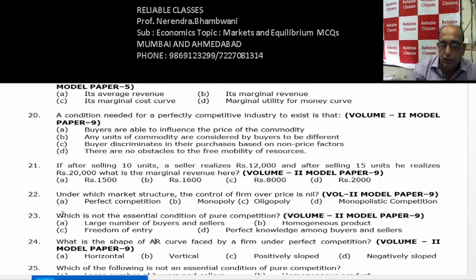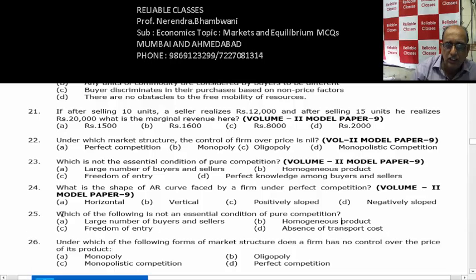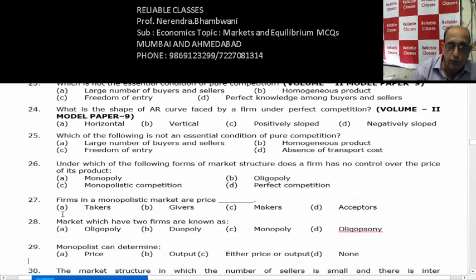What is the shape of the AR curve faced by a firm under perfect competition? The AR curve, average revenue curve, is horizontal. In perfect competition it is parallel to the x-axis. Which of the following is not an essential condition of pure competition? Large number of buyers and sellers. It is a condition of pure competition. Yes, absence of transportation cost is not a condition of pure competition.